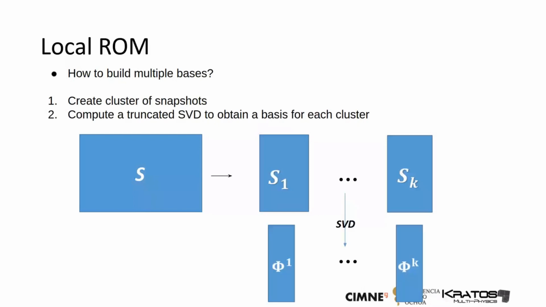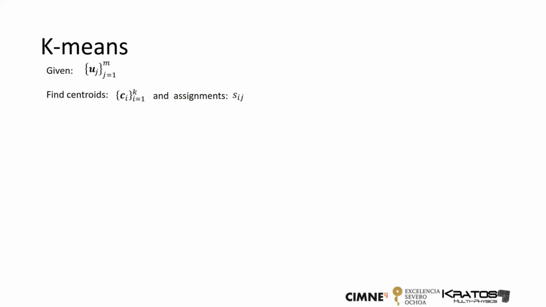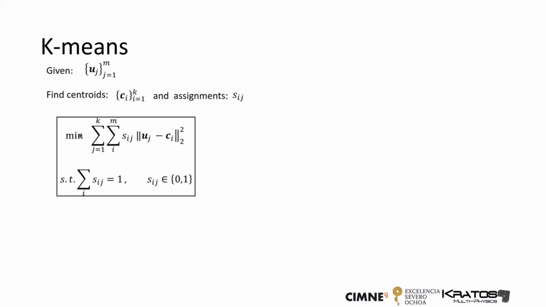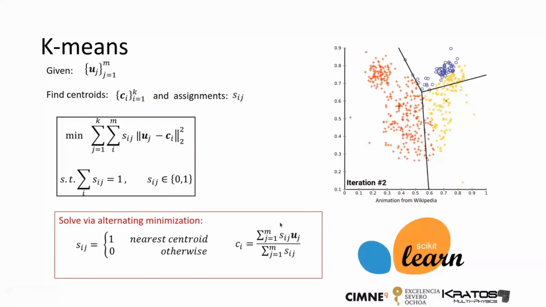The classical technique when you need to do clustering, of course, is k-means. When you have m snapshots and you need k clusters, basically you need to assign k centroids to these m snapshots, with assignment variables. Basically, this is the optimization problem. You need to minimize the distance from the centroids to each snapshot. So each snapshot can belong only to one of the clusters. And to solve this is via alternating minimization. So you randomly set your centroids, assign the snapshots, and recalculate the centroids as the means.